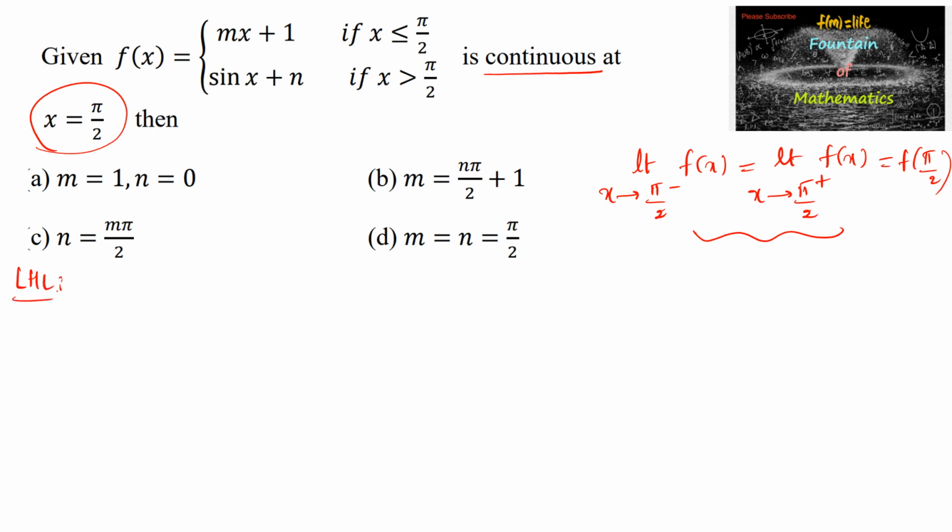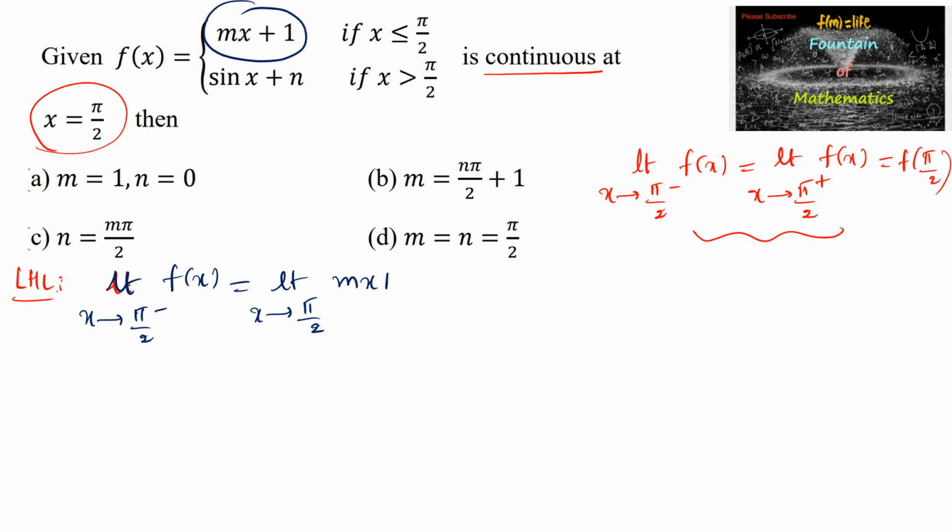Left hand limit for the function at x is equal to pi by 2. So we can write limit as x tends to pi by 2 minus of f of x, which is equal to limit as x tends to pi by 2. Since it is pi by 2 minus, below pi by 2 the function should be considered, that is mx plus 1. So we can write here mx plus 1, which is equal to m times pi by 2 plus 1.